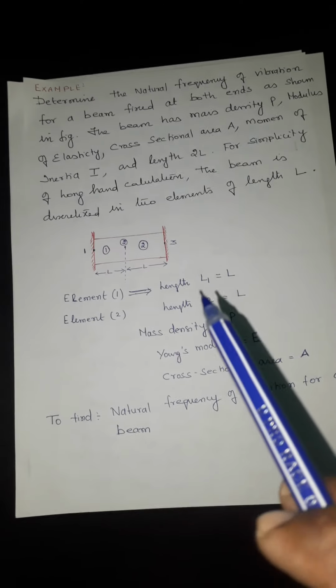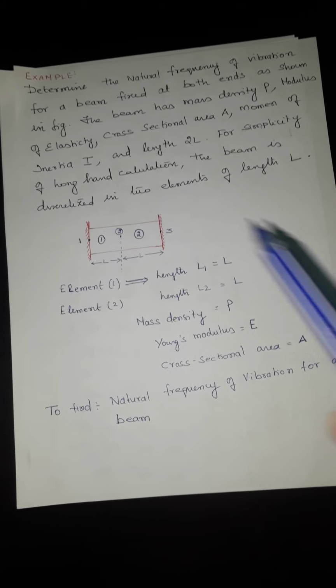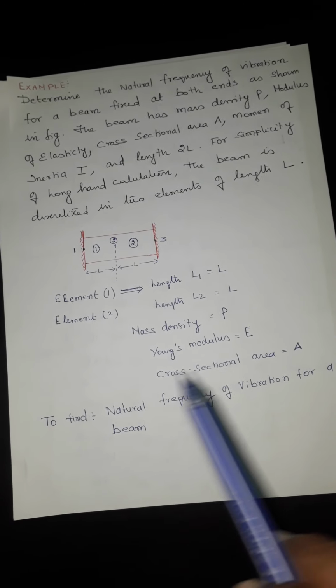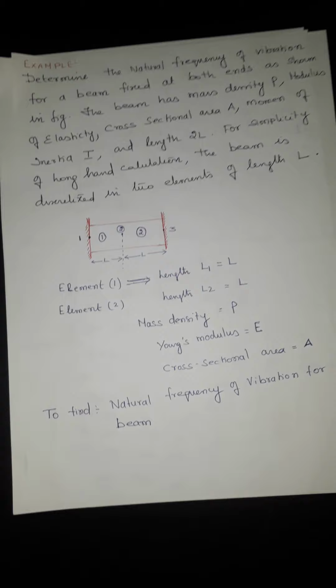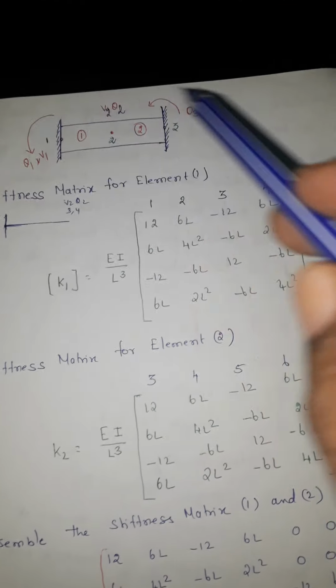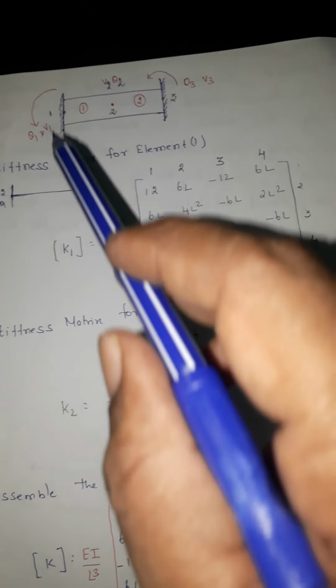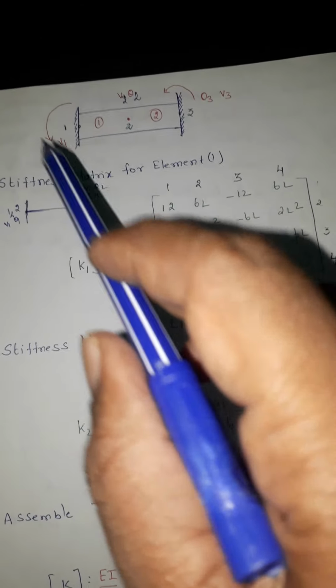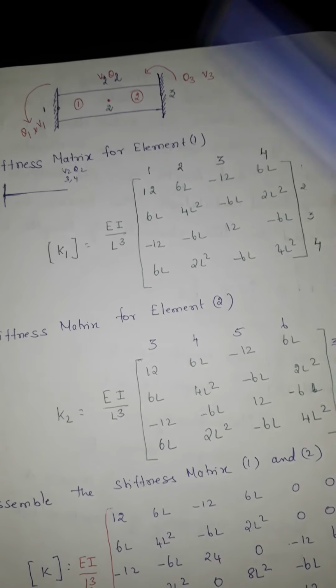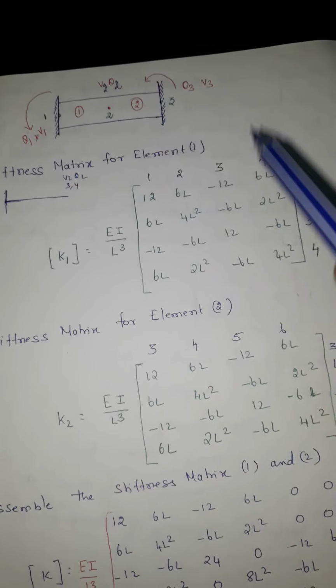So length L1 is equal to L, length L2 is equal to L, and this is 2L, isn't it? So this is the data given in the problem that I have written. Our aim is to find the natural frequency of the vibrations of the beam. Now I have discretized it. Because it is a beam, we have to mention the shear force and moments, and I have not mentioned any deflection because we work only with rotations.